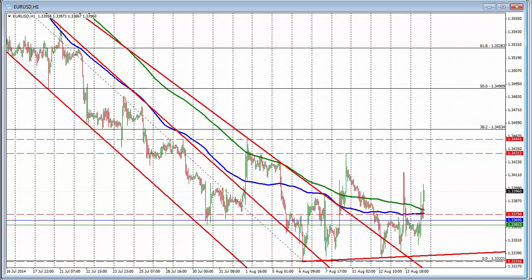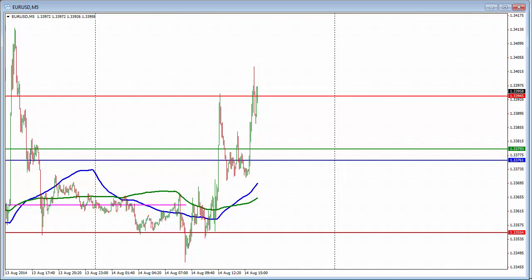Now, where would we not want to see the price move back below? That includes those two levels right there, the 100 and 200-hour moving average. You don't want to see the price move below that level.